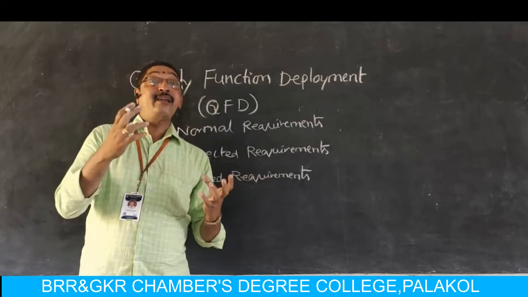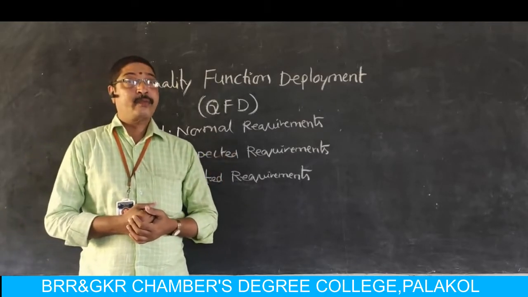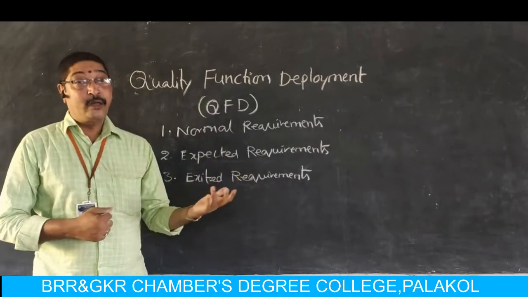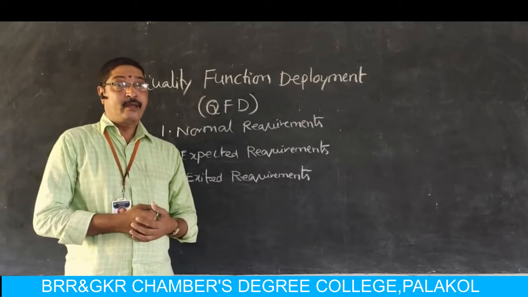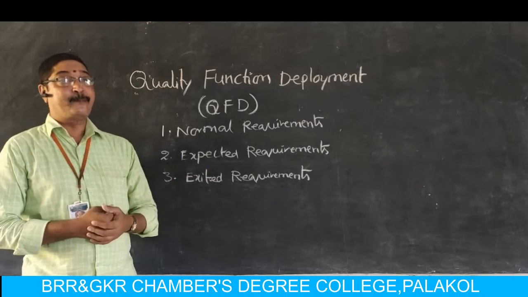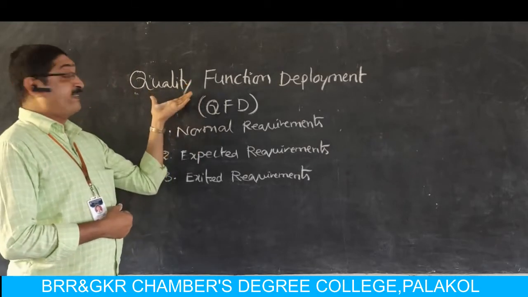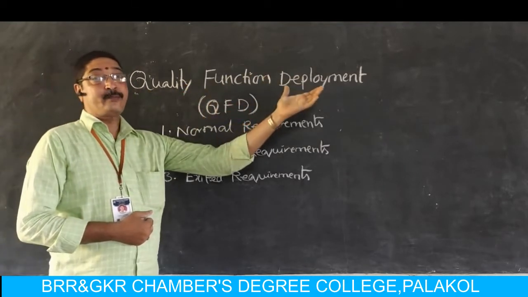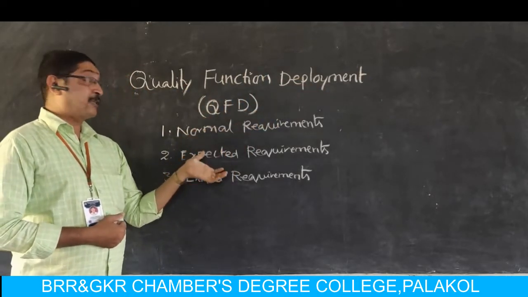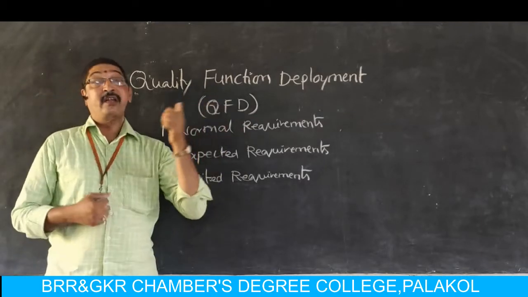These will be generated with the knowledge of the software developer. So these are unexpected. The customer never expects this. The customer doesn't know about these requirements and these facilities. But if these are present, then the customer will get more satisfaction. Like that, requirements can be classified. That means this quality function deployment mechanism will identify requirements as normal, expected, and excited. This is about quality function deployment.